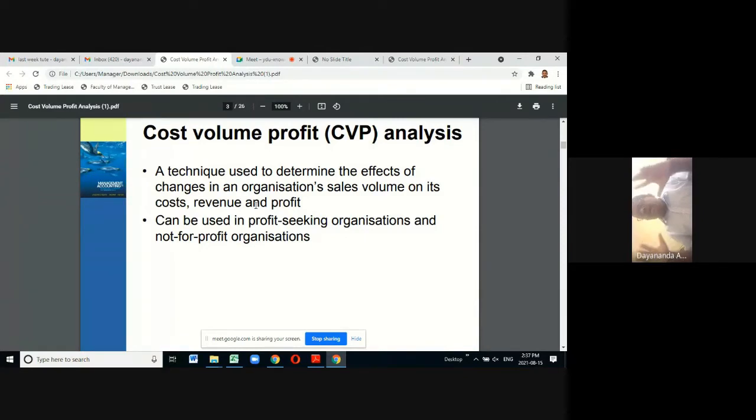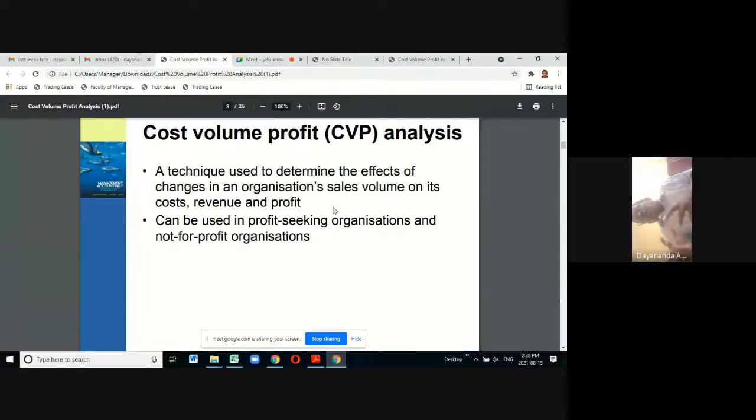When we are evaluating the project proposal, the first thing you can do is look at the short-term analysis, whether the business is feasible in the short term. If the project is not feasible in the short term, then there is a particular issue. Anyway, it is a technique used to determine the effect of changes in an organization's sales volume on its cost, revenue, and profit. So what do you mean by this?